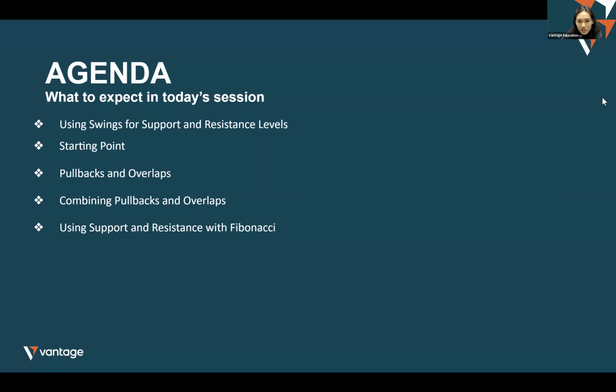Here's what to expect for today's session. We're going to be looking at swings for support and resistance levels, how to identify significant swing highs and swing lows. We're also going to be looking at how to find accurate starting points. We're going to be looking at pullbacks, overlaps, what they are, how to identify them. And then we're going to be looking at how to combine these pullbacks and overlaps to ensure that you have the most accurate analysis. Lastly, we're going to be looking at combining what we've learned for the pullbacks, overlaps, support, and resistances with our Fibonacci levels.